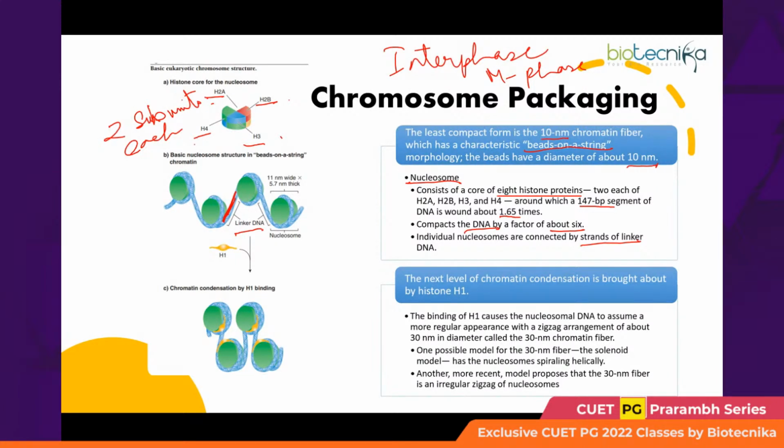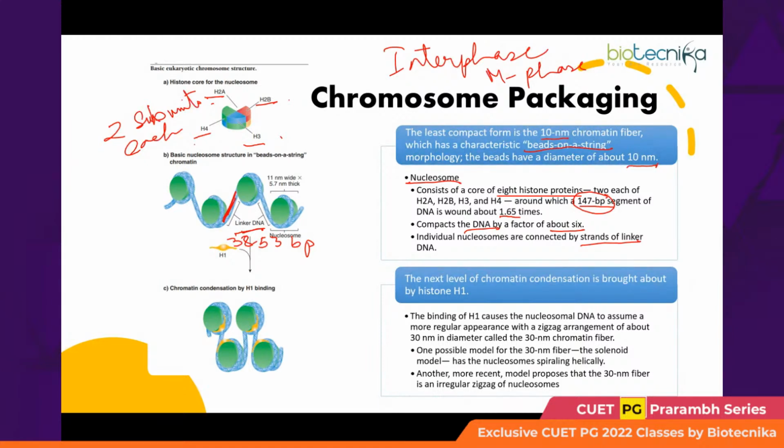Okay, now the length of the linker DNA will vary within and among organisms. In the case of humans, the linker DNA can be of the size of 38 to 53 base pair. Okay, see, the segment of DNA that is wound around the nucleosome core is constant, but the size of the linker DNA will vary.